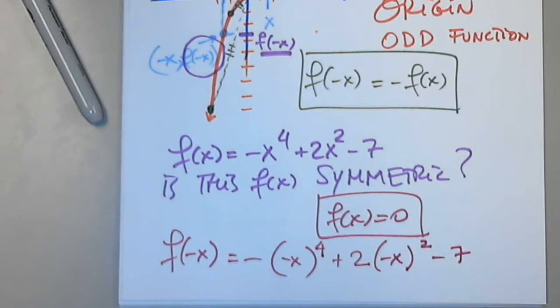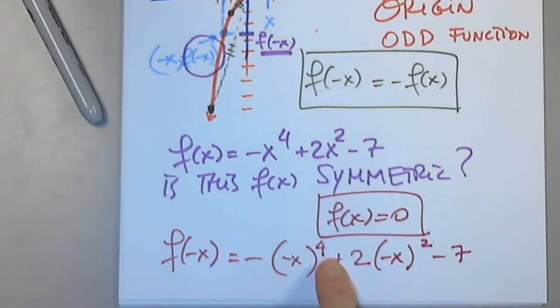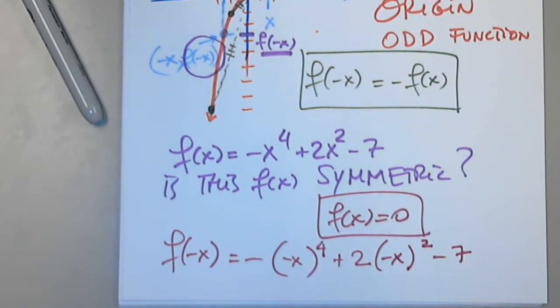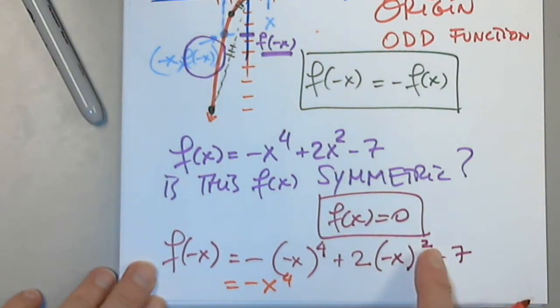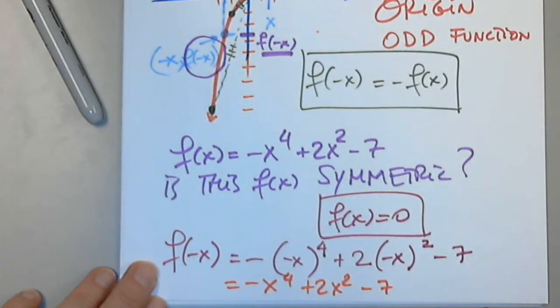Okay, perfect. So now I have to perform some operations. Negative x to the fourth power is first. What happens to negative x when I raise it to the fourth power? It becomes positive. x to the fourth, with a minus in front, negative x to the fourth. Good. Negative x squared, again, same deal. With an even power, the sign goes away. So plus 2x squared and minus 7.